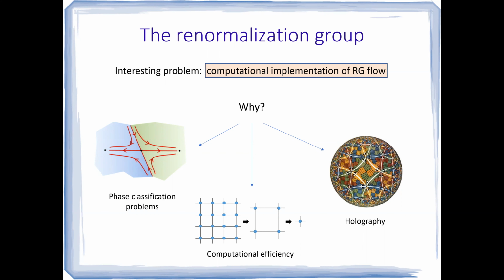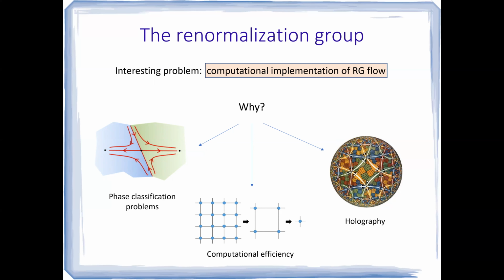Okay, so as I was saying, there's an interesting problem coming from here, which is the computational implementation of an RG flow. If I'm given a Hamiltonian for, say, a spin chain, or if I'm given a quantum field theory with a certain set of parameters, can I compute what the RG flow of this theory is? Can I put it in a computer, even if it requires a lot of computation, and be able to say how this theory looks at different scales? And why is this important? Why is this interesting? Well, you would have a series of applications.